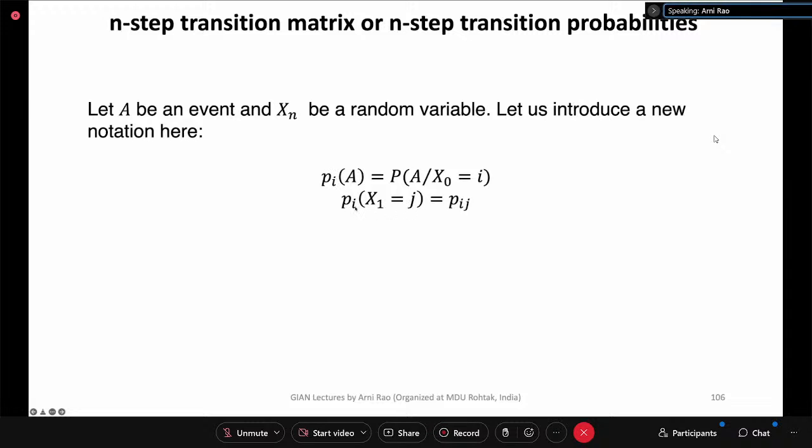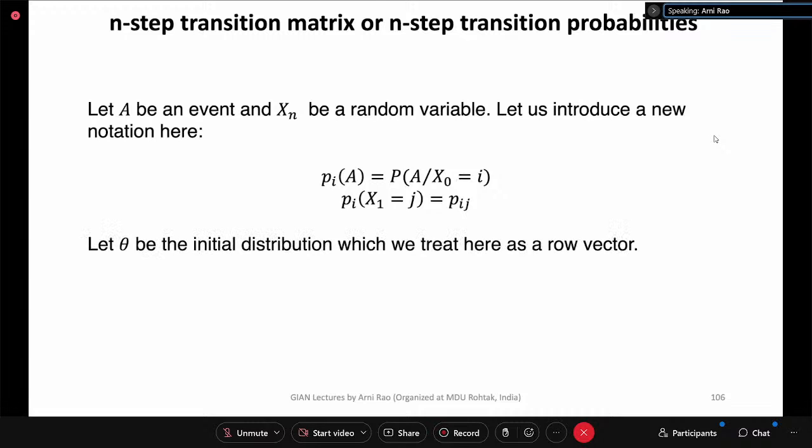PIJ, see here, I to J. It starts from I. When the suffix Pi is written, it means X0 is equal to I, the initial state. These are various notations in various books, so just make sure that you understand the various notations. Now, the initial distribution, which we treat here as a row vector.